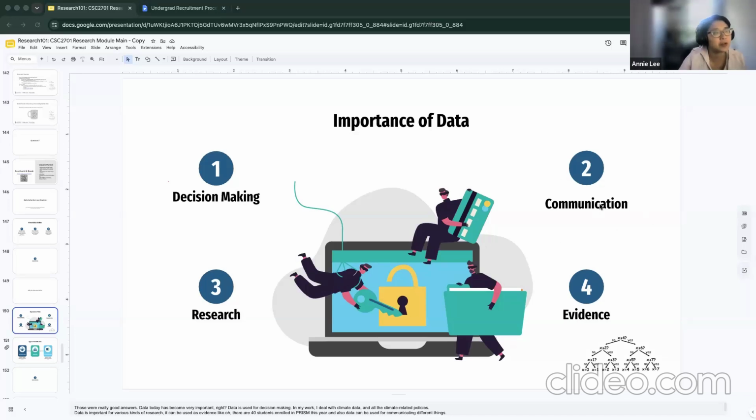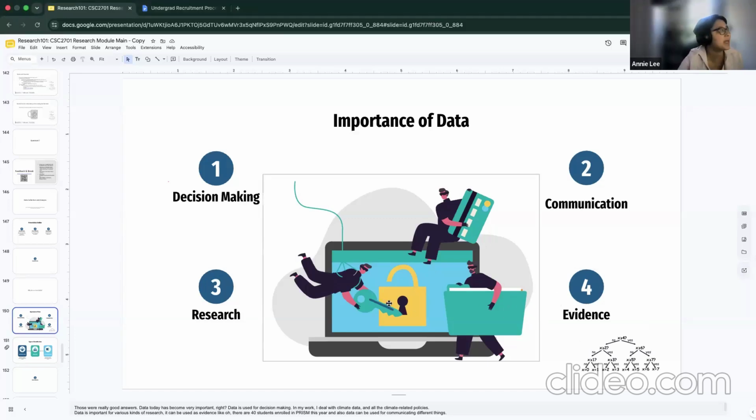You'll need data for communicating. In business, you're always communicating to your boss or trying to convince upper management or something, and we like to do it with data. For research, we definitely need data to prove that things work. And we also need it for evidence that something is working.